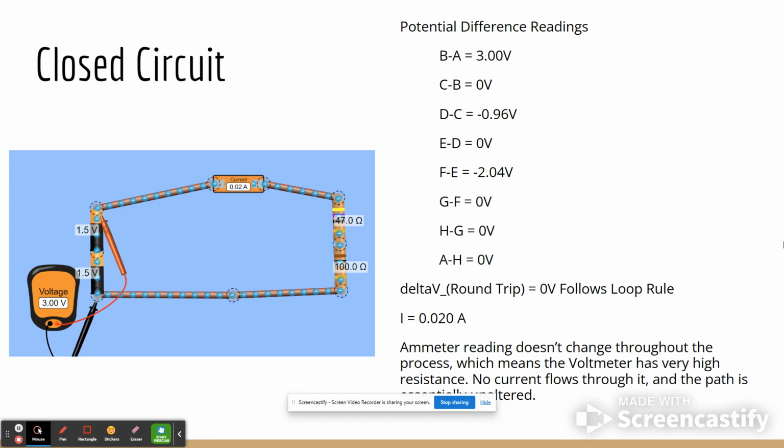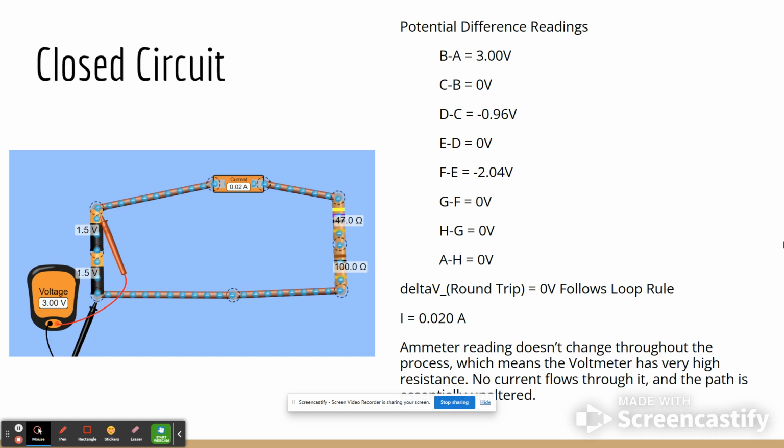The next circuit is a closed circuit. Some potential difference readings: B to A is equal to 3 volts, C to B equals 0, D to C is equal to negative 0.96, E to D is equal to 0, F to E is equal to negative 2.04, and G to F, H to G, and A to H are all 0. The delta V round trip is equal to 0 volts, which follows the loop rule. I is then equal to 0.02 amps.